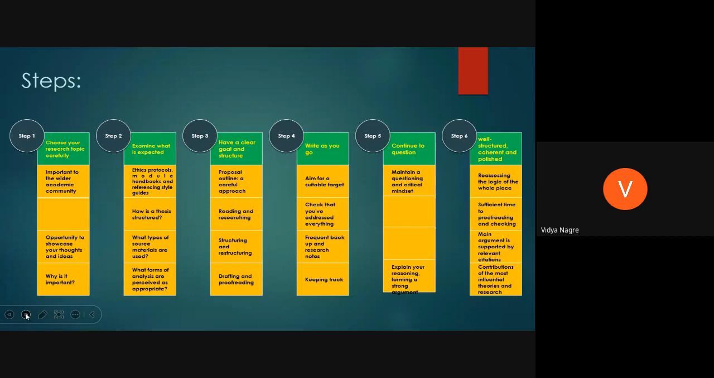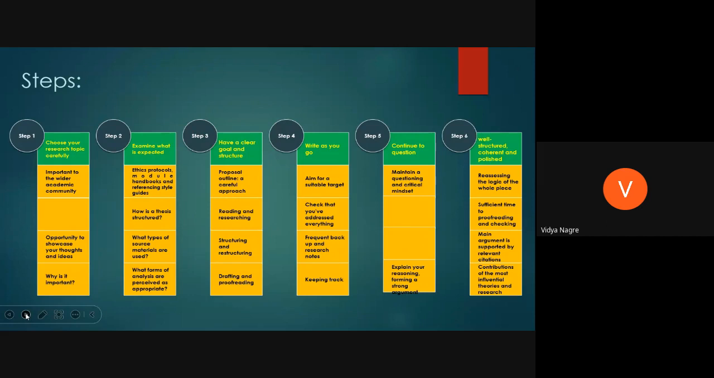The second step is to examine what is expected. Now there are some ethics and protocols to conduct your study. For that, every university gives you a handbook of research. In that handbook, you have to study the protocols of your research. There are some do's and don'ts that you are supposed to abide by. There are some do's and don'ts of the research.